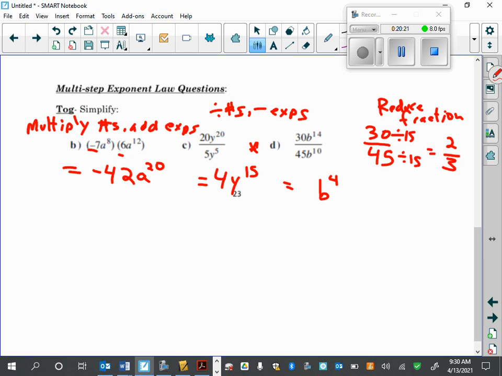There's two ways to write this. You can write the 2/3 like this, and I want you to write both ways. Or you can write the 2 and the b to the 4th in the numerator and the 3 in the denominator. That's the same thing, and you'll see them both throughout your high school career. Put your math on. Always put your math on. So either way, you just have to know what to do with the 30 and the 45.